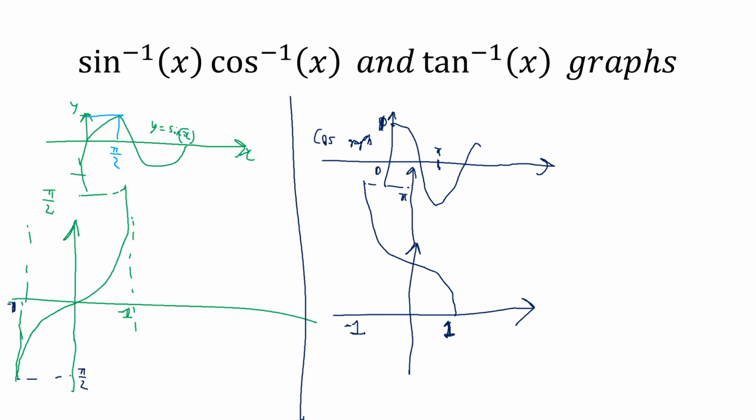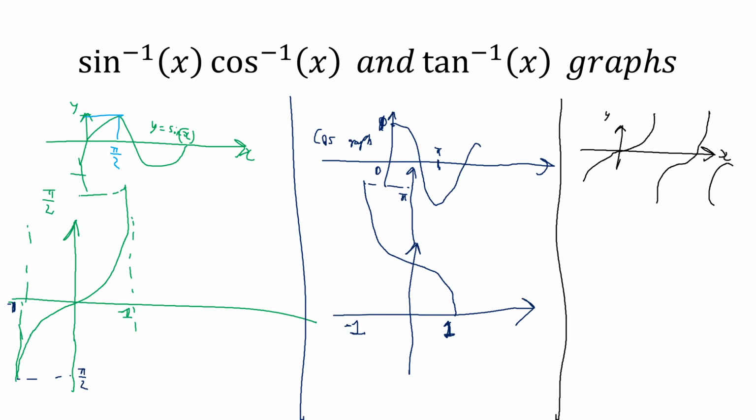What about tan? Well, if we look at a tan graph, it looks something like this. We know that tan looks something like this. And where is it asymptotal at? Pi over 2, or 90. And then 3 over 2 pi.